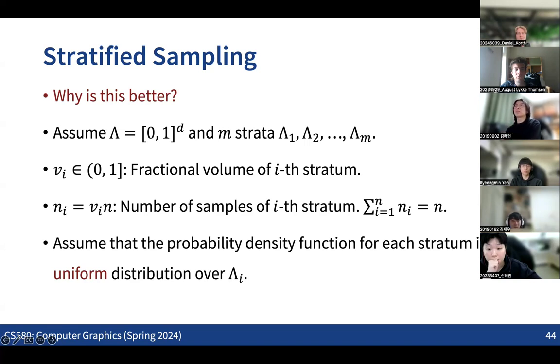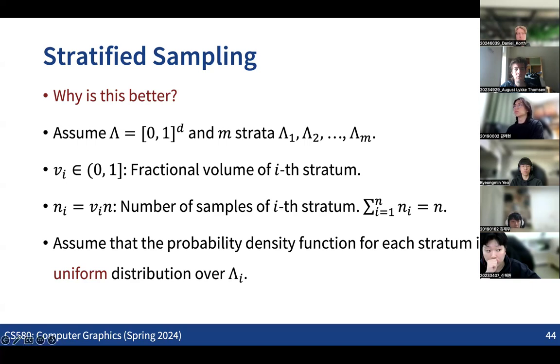So let's say the Ni, which is the number of samples for each of the i-th stratum, is defined as Vi times the total number of samples. And also, we're going to use a simple way of defining the probability density function for each stratum as a uniform distribution over there.